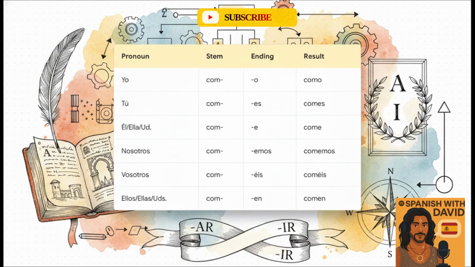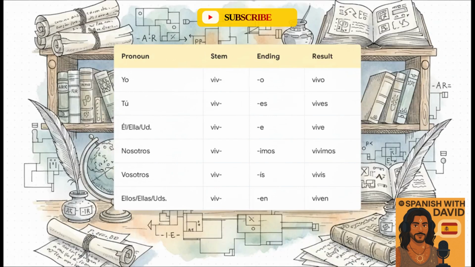See anything familiar? That's right, the yo form is still o, como. The other endings are just a little different, mostly using an E sound where the AR verbs used an A. So we've got es, emos, éis, and en. And now for our last family, the IR verbs. Let's use vivir, to live. So the stem is viv. Now take a look at those endings. Vivo, vives, vive, viven. They look almost identical, like a carbon copy of the ER verb endings we just saw.